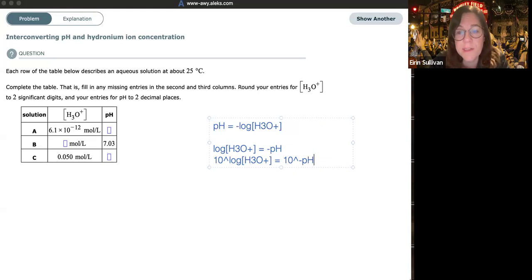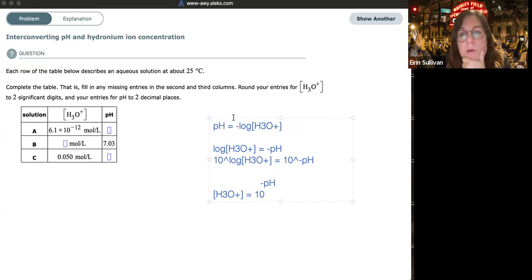So obviously 10 to the power of log is going to cancel out. So the H3O+ concentration is going to be 10 to the power of minus pH. So those are the two equations I'm going to need to use, essentially. Let's get that out of the way.